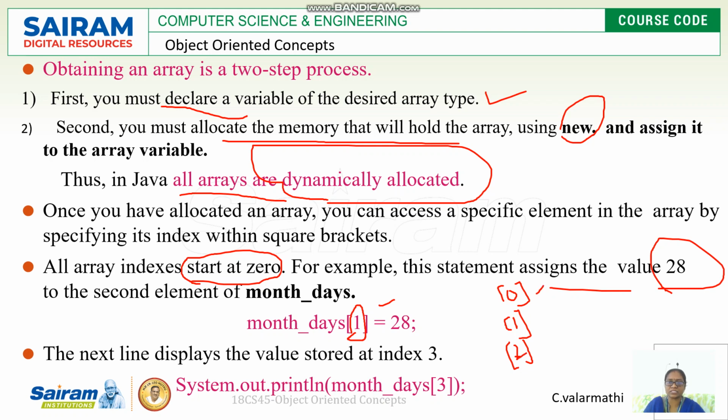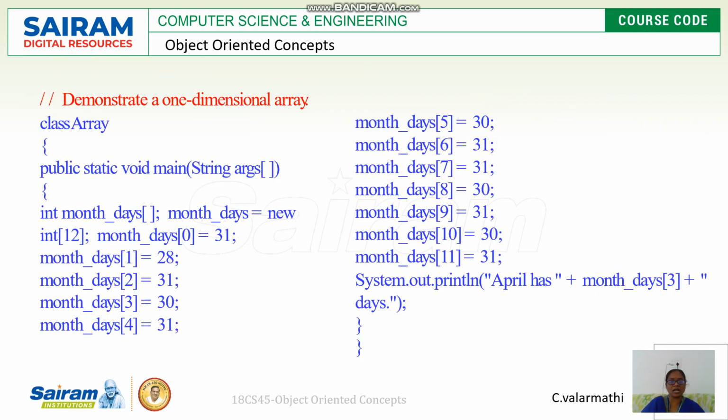Right? The first element is stored in the 0th location, the second element is stored in the first location. So this is what is given here. This 28 is the second element, which is stored in the second month of month days, 1-indexed. We will have one example program here.